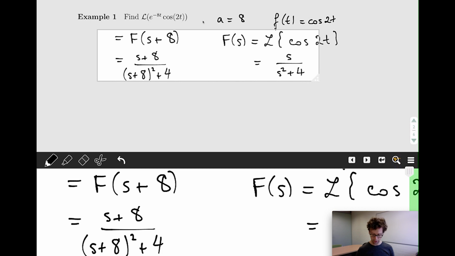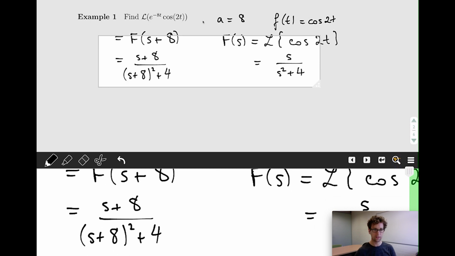And there we go. That's all there is to the first shifting theorem. If I have a function that is multiplied by an exponential e to the minus at times a function f of t, then I'm going to calculate first of all what the Laplace transform of that function is, and then I'm just going to shift it by the amount that's in the exponential.